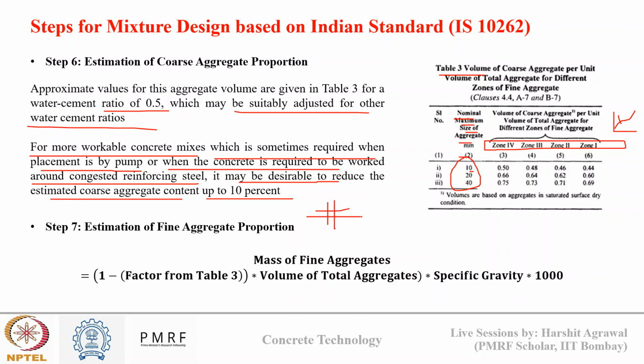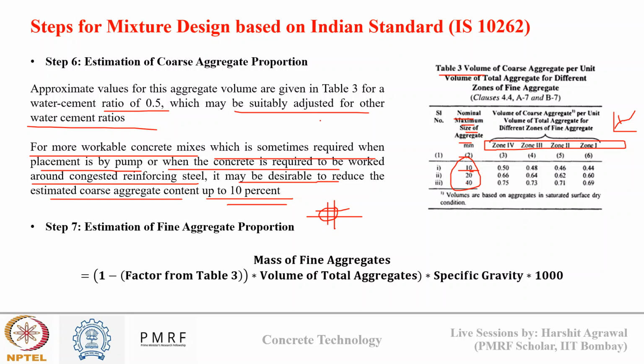Suppose this is my reinforcement cage inside. Now if I take a coarser aggregate, it may not pass through the gaps between the reinforcement. So in such cases we need to take care of the maximum aggregate size also, and we can decrease the coarse aggregate content by 10%. That is what the code is saying.